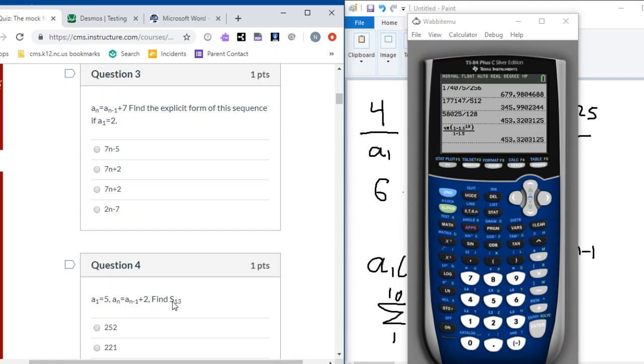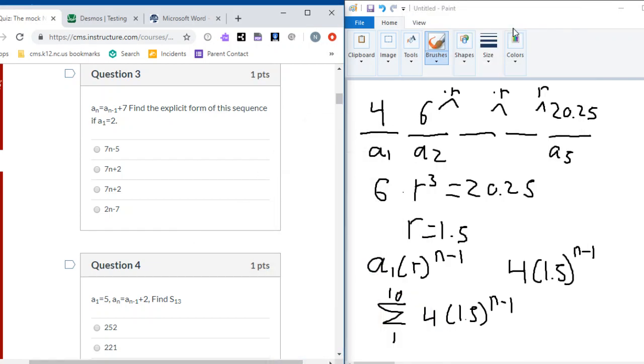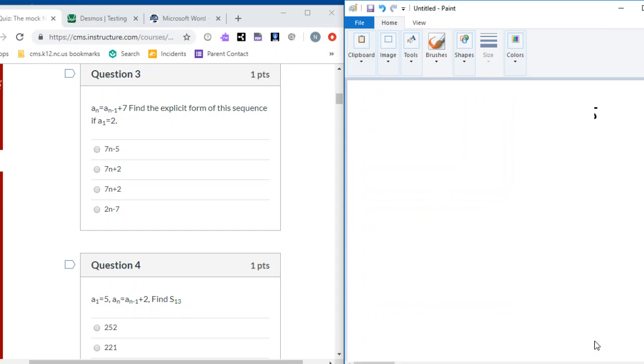So a_n is equal to a_(n minus 1) plus 7. Find the explicit form of the sequence if a1 is equal to 2. Here's the deal with a problem like this. You have to know how to convert from a recursive sequence into an explicit sequence. Now this is an arithmetic sequence because what this is saying is that our first term, a1, is 2, and each term is equal to the previous term plus 7.